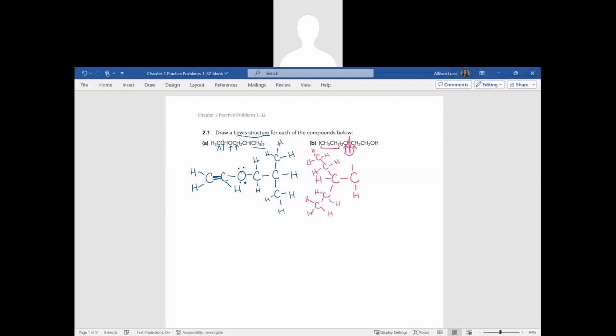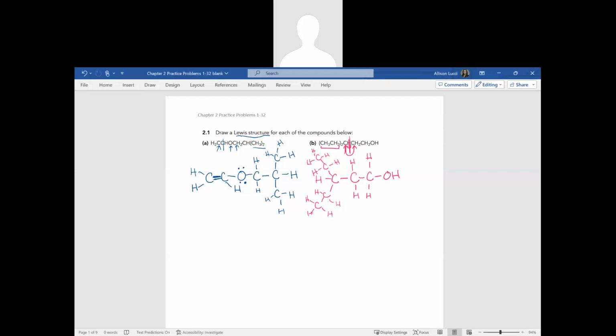And then that carbon atom is a CH2. So we know that there's 2 hydrogens bonded to that. Next door to that, we have another CH2. And then on the end, we have an OH group. So let's take a look at our structure here and see if any of our carbon atoms are missing bonds. It looks like they are all right. They all have their full octet.